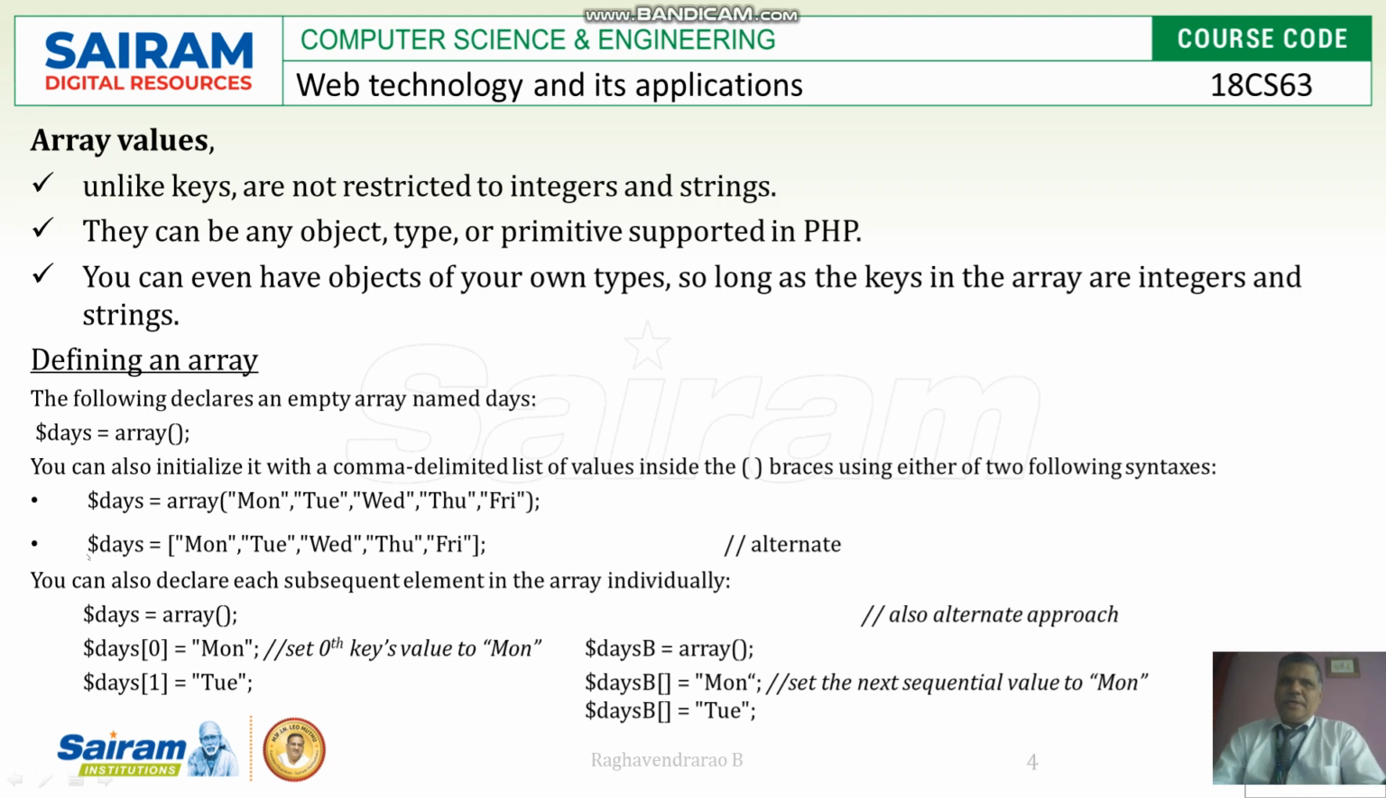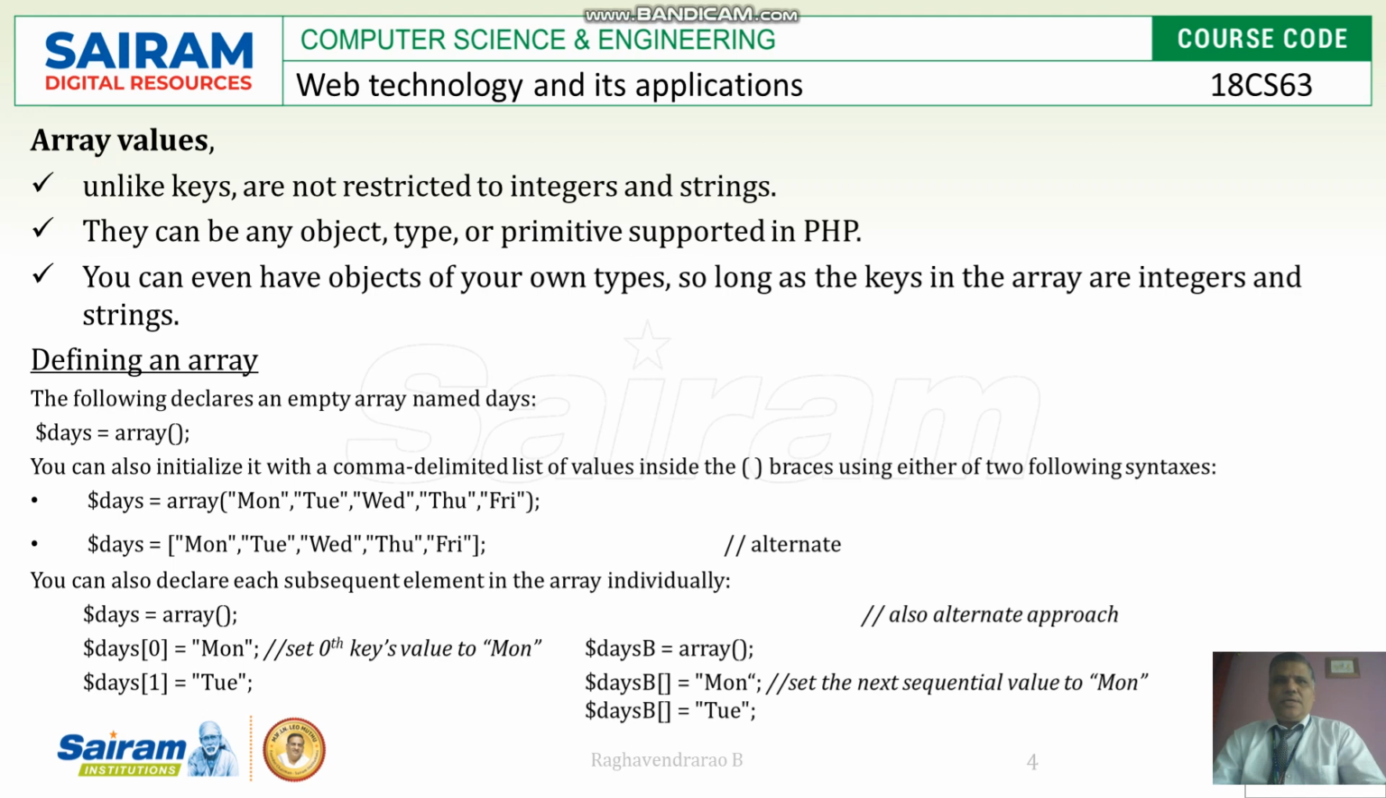Another format is $days is equals to square brackets that you are using here. Carefully see that square brackets are used, and the elements are the same, comma separated values. But one thing that you should observe is that when you write it with round brackets, then array is mentioned. When you write the same thing in square brackets, you are not mentioning that array. So that is the difference between these two.